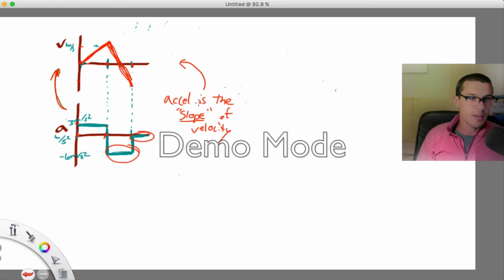And then from this time point on, the acceleration says 0. So acceleration is the slope of the velocity. That means the slope at this point must be 0. So from this point on, it's going to be a flat line. Okay?